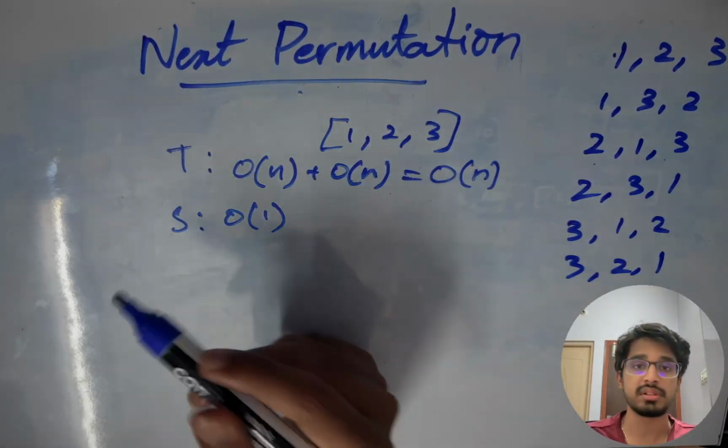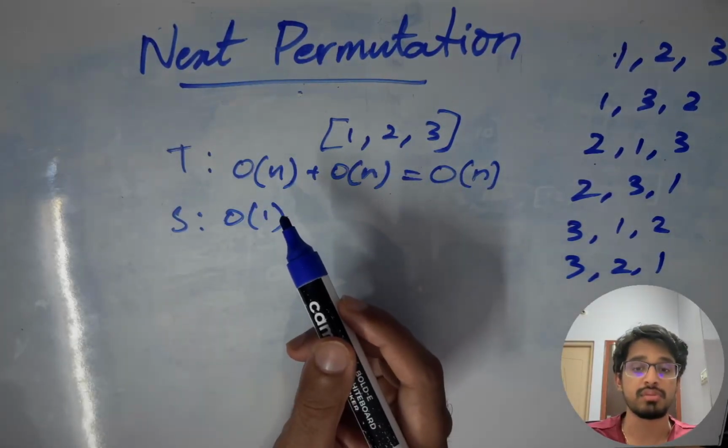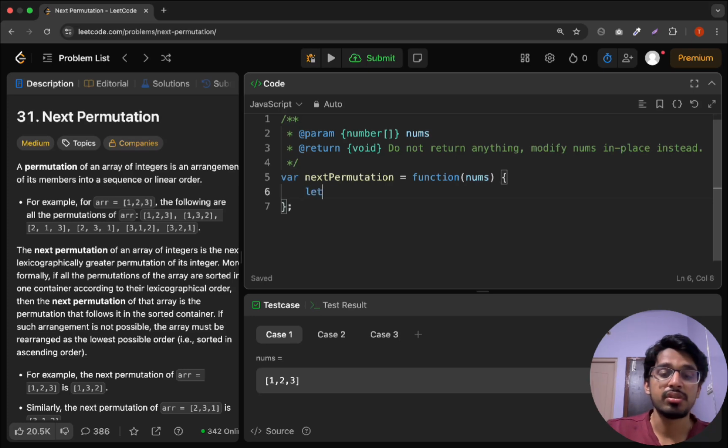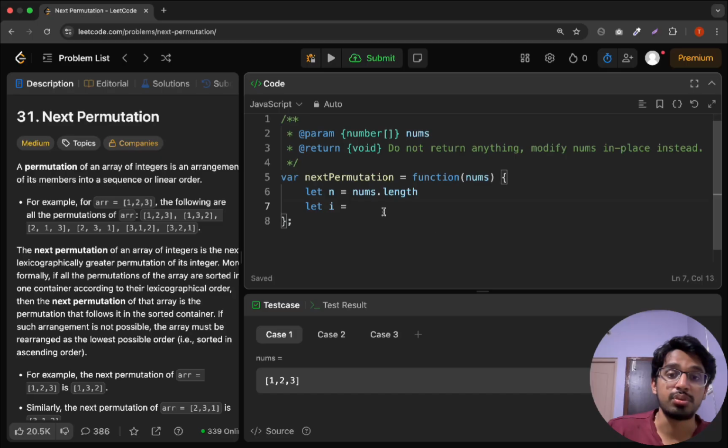Let us now understand how we can solve this. Let us start by initializing our variables. First, let's calculate the number of elements within our nums array, so we say nums.length. Now we can start with the iterator. We can initialize this to 2 elements previous to this n, so we say n minus 2.